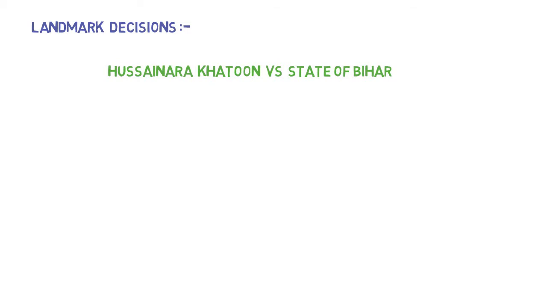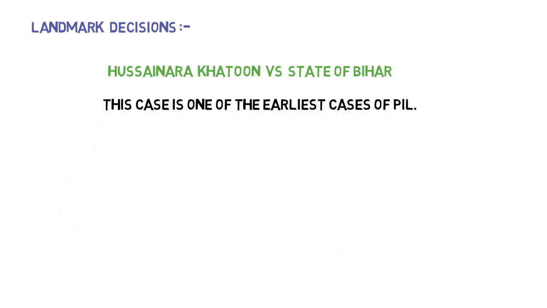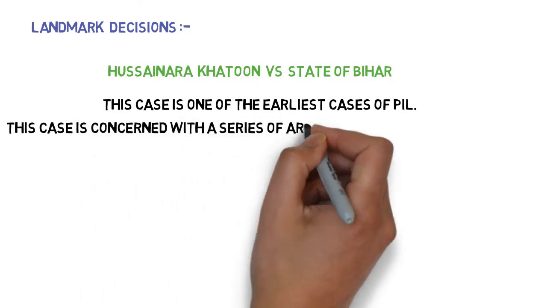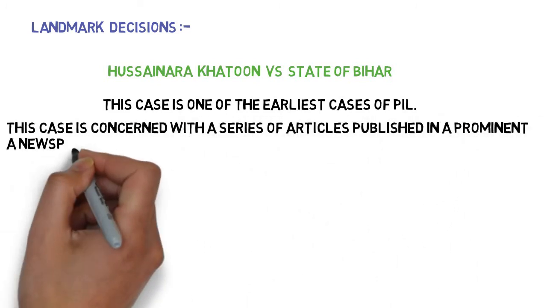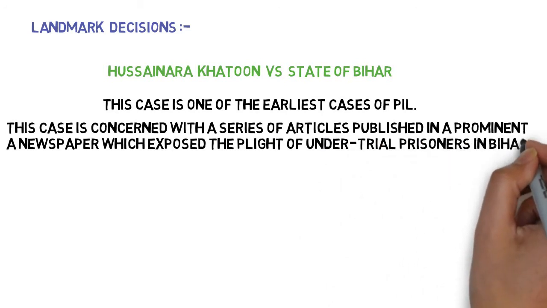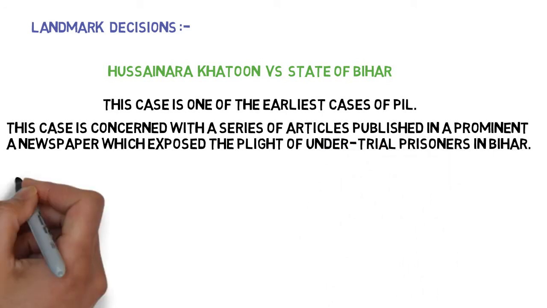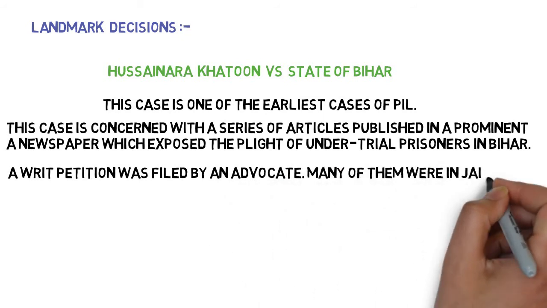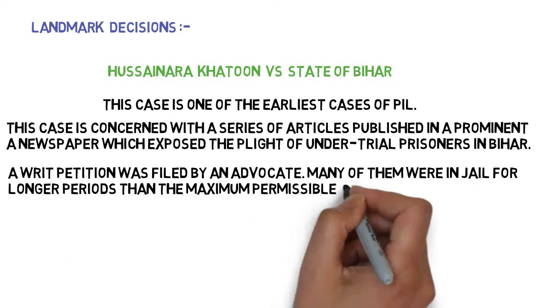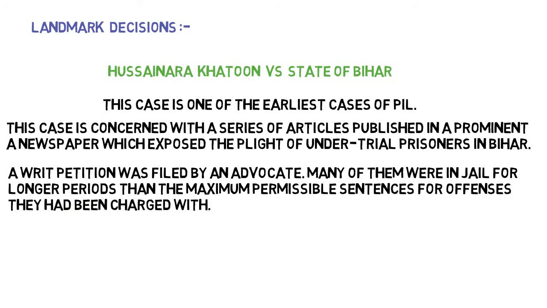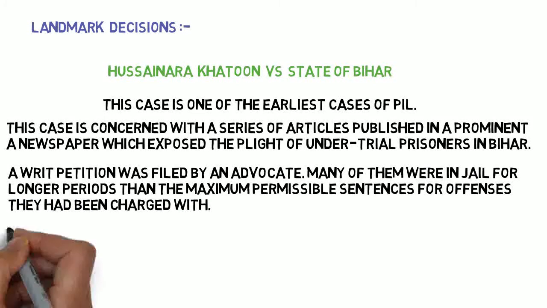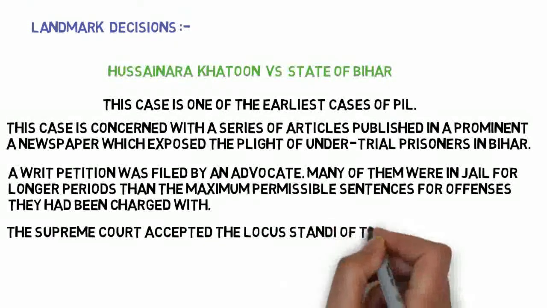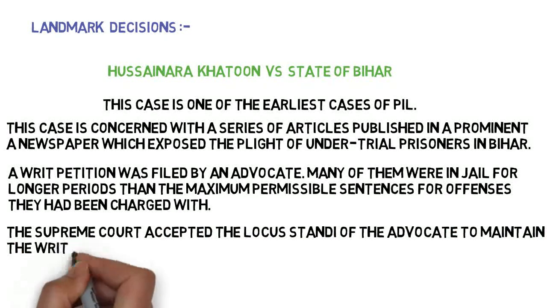Hussain Ara Khatun vs. State of Bihar. This case is one of the earliest cases of PIL. This case is concerned with a series of articles published in prominent newspapers which expressed the plight of under trial prisoners in Bihar. A writ petition was filed by an advocate. Many of them were in jail for longer periods than the maximum permissible sentences for offences they had been charged with. The Supreme Court accepted the locus standi of the advocate to maintain the writ petition.